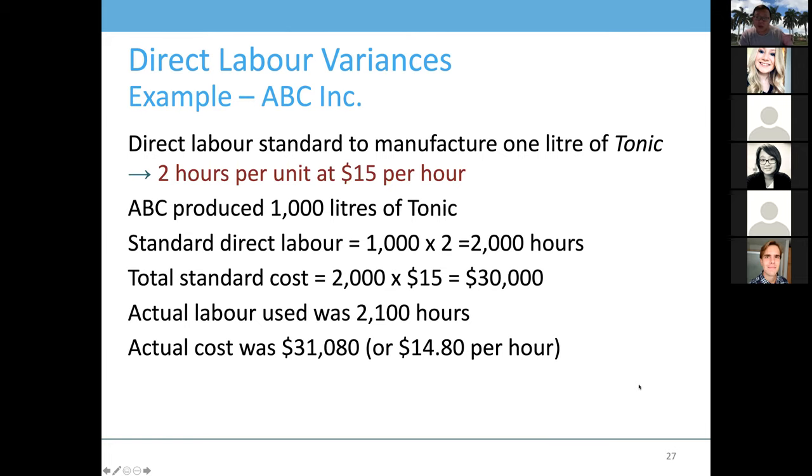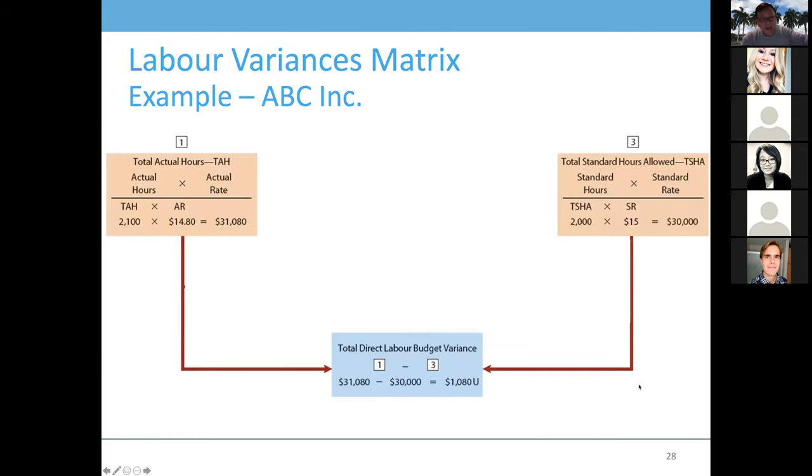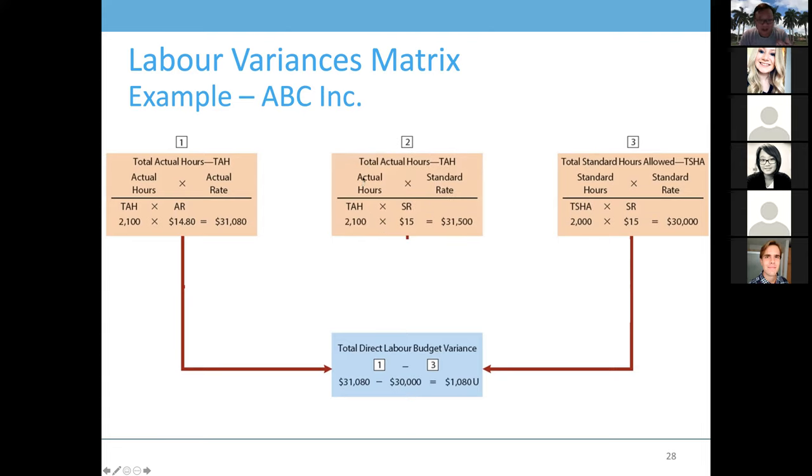So now let's work on the boxes. On the left side, actual, we know $3,180, that number is given. And the right side, $30,000, we have calculated that. So in the middle, AQSP. AQ, the actual quantity of hours, is 2,100. That's the actual amount of labor hours. And the SP, the standard price, the rate, is $15 per hour. So therefore I get this number in the middle, $31,500.